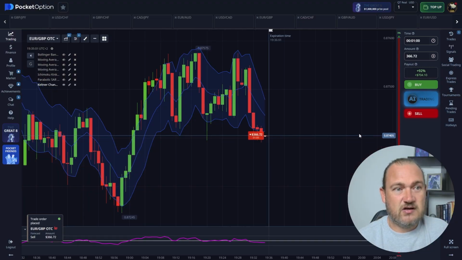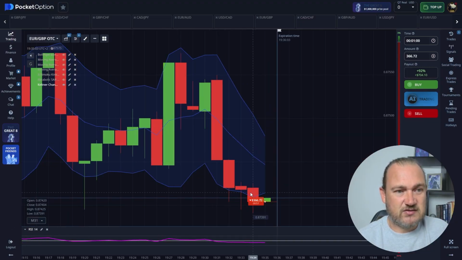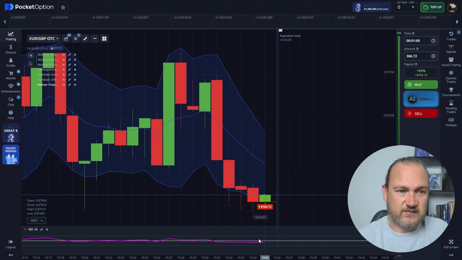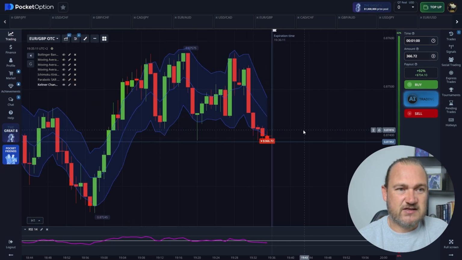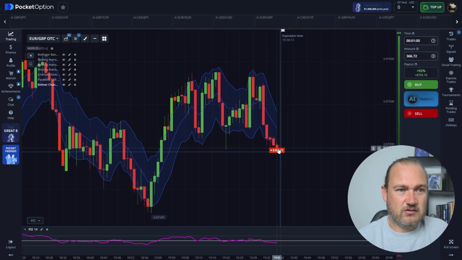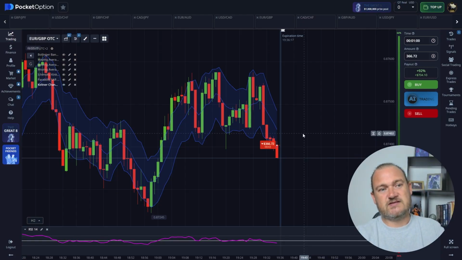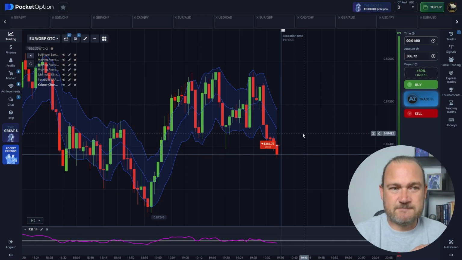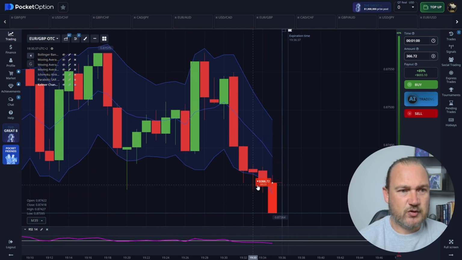There's the close. I'm taking my trade because we closed well outside the Keltner channel, and my RSI is below the 50 line, showing me that the RSI is bearish. And there we go. Let's click on that again and take that away. We've got 45 seconds left on this. Let's see what happens. Notice how big this red candle is at the moment.